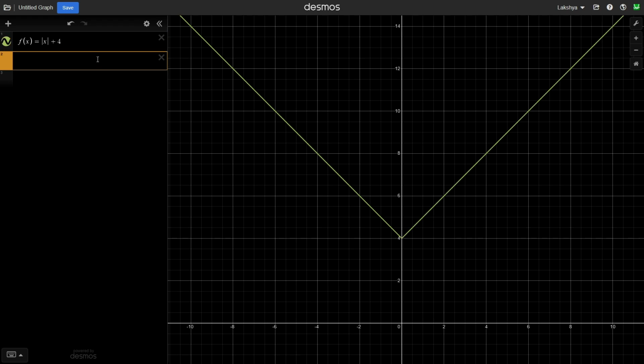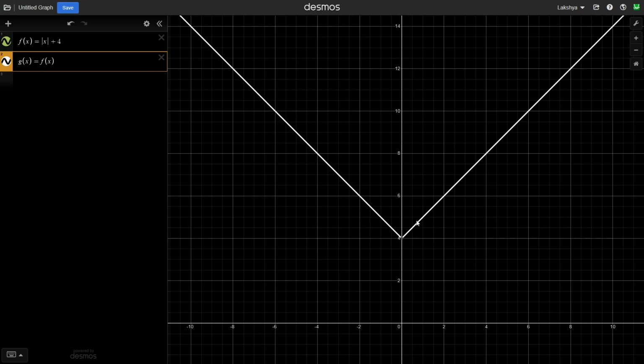So I want to add another function here. Let's say the function is g of x, and let's say g of x is the same as f of x. Let's say it's the absolute value of x plus 4. Now instead of writing it like this, I could just take this out and replace it with f of x. That's saying the same thing, because g of x is equivalent to f of x.